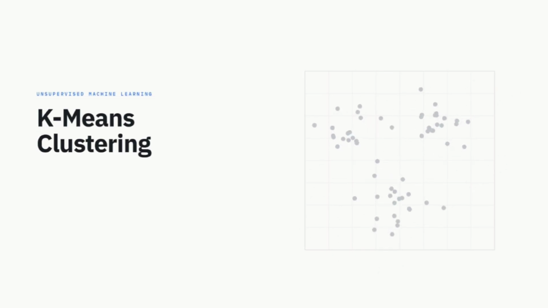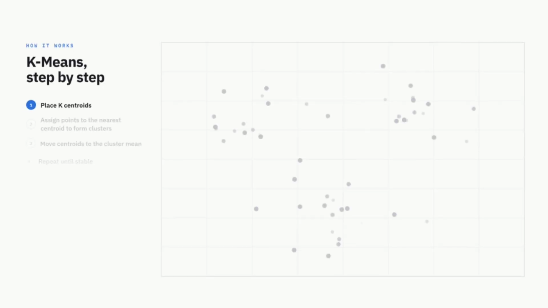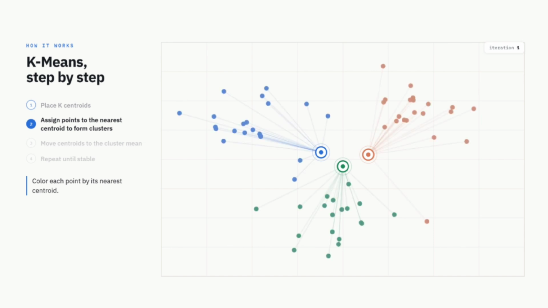Hello everyone. In this video, we'll explore k-means clustering and how we can automate the process of determining the optimal number of clusters in our data. So what is k-means? It's an unsupervised learning algorithm that groups data into a chosen number of clusters called k.